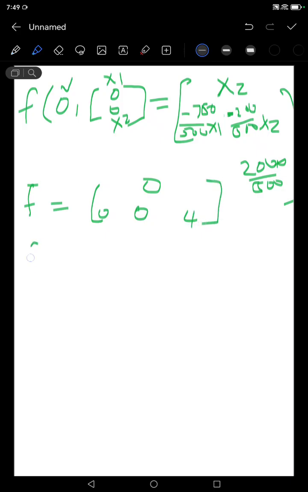So our f here, we're going to write in vector form. It's going to be 0 on top, and then 0 plus 0 is 0, and then 0 plus 4 is 4. So our f is going to be 0 and 4.